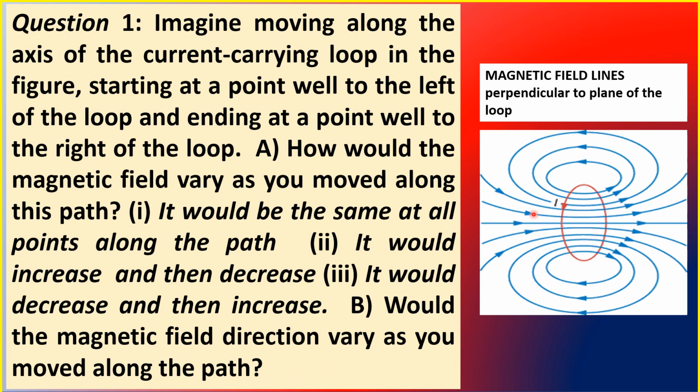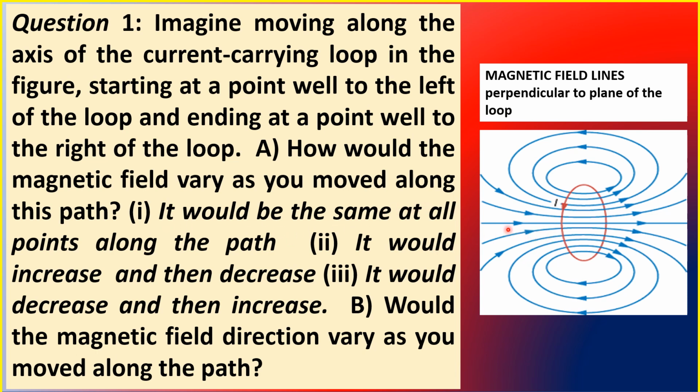Alright, so in our illustration here, we have the current carrying loop as shown in the figure, and there is current that is induced in the loop. As shown, the direction of the induced current is counterclockwise. The magnetic field lines are represented by the arrows. Okay, first question, how would the magnetic field vary as you move along this path?